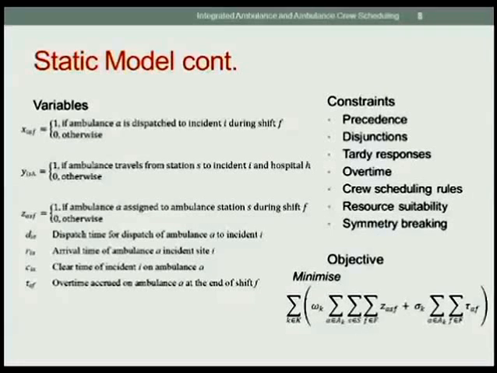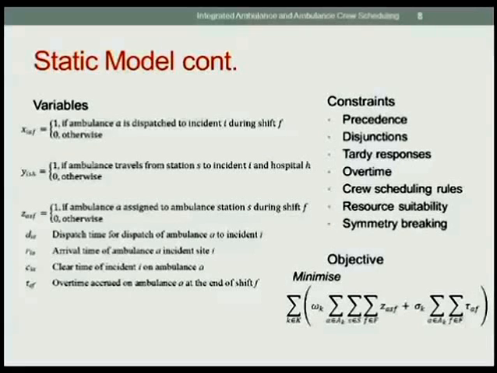There are a set of constraints that are necessary to be applied to these variables. The first of which are your precedence constraints. These do things such as saying an ambulance can't be sent to an incident until that call about the incident has come in. They also make sure that you don't arrive earlier than you were dispatched, and you don't complete the incident earlier than you were dispatched or arrive on scene. And you have to make sure that the correct amount of travel time and processing time has occurred.